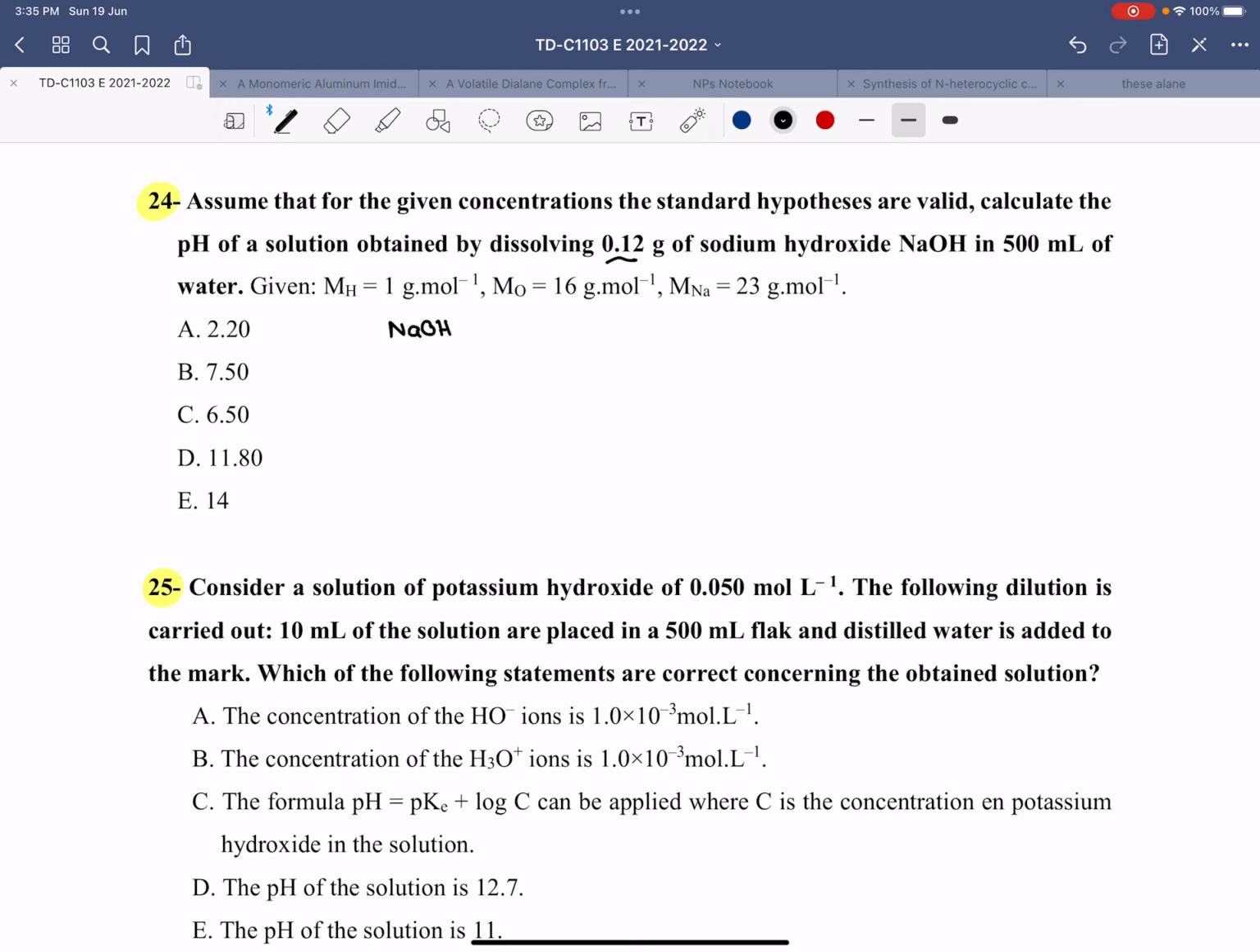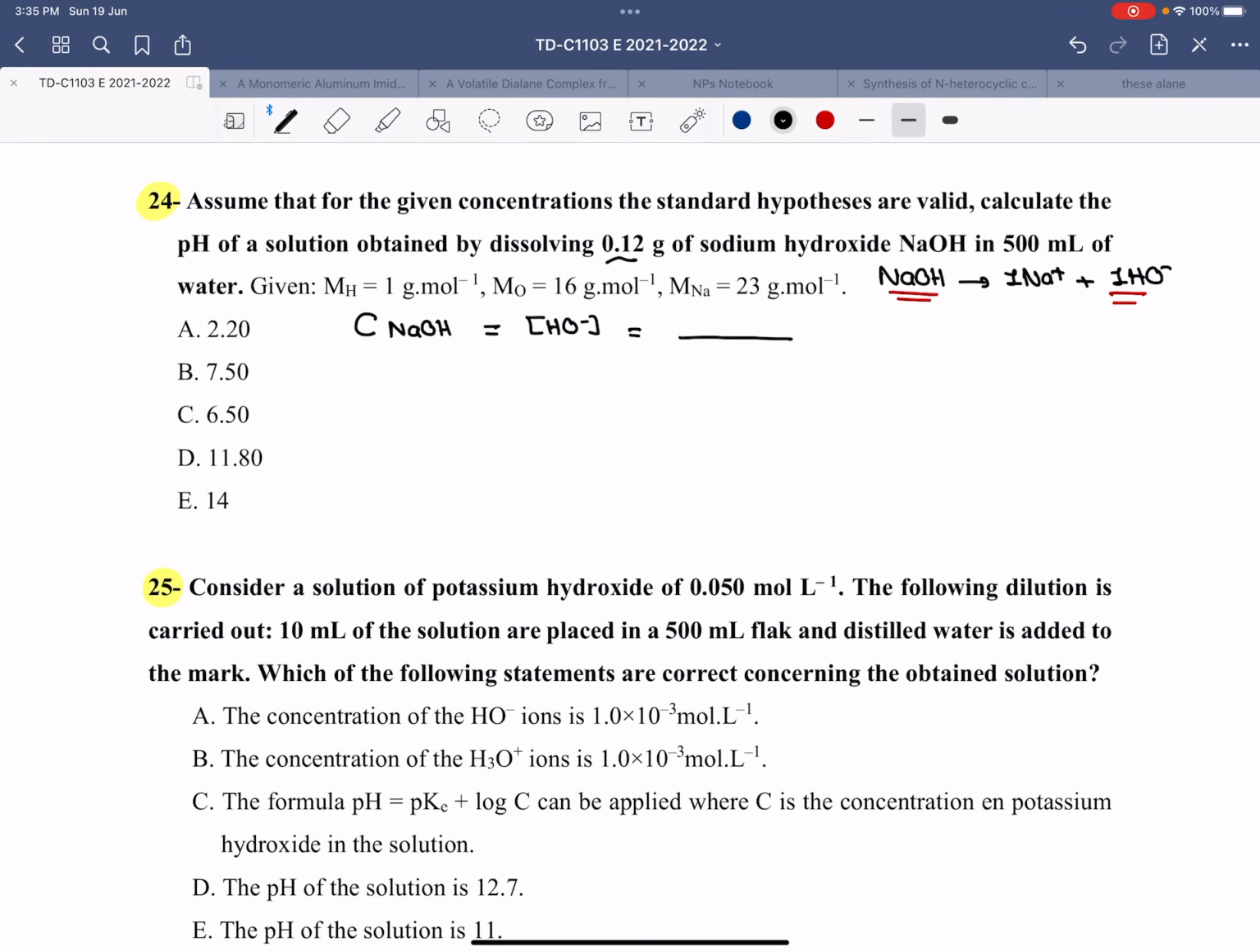Basically, you just have to calculate the concentration of sodium hydroxide in your solution. The concentration of sodium hydroxide will be the same as HO minus. Why? Because when sodium hydroxide dissociates, it will give you 1 Na plus and 1 HO minus. The concentration of this is the same as the concentration of this. So let's calculate the concentration.